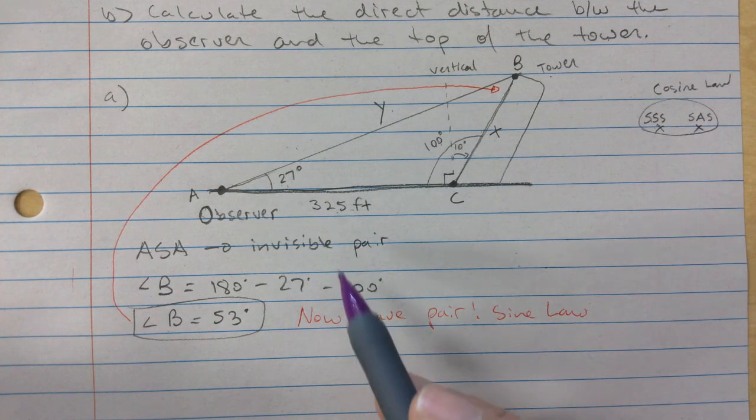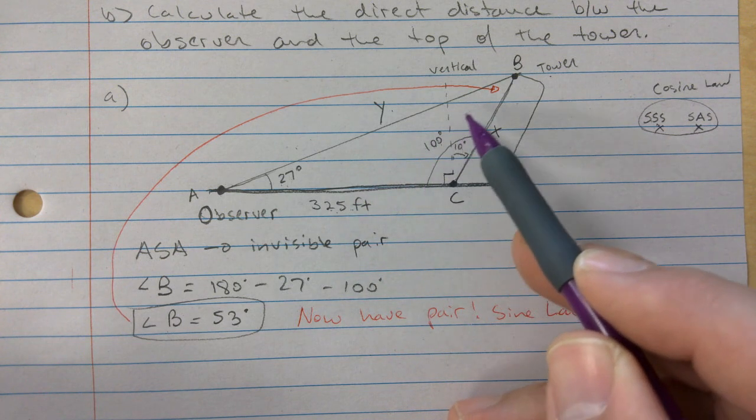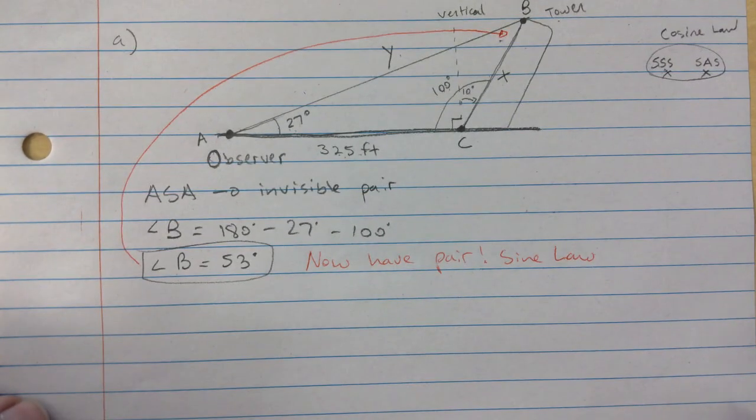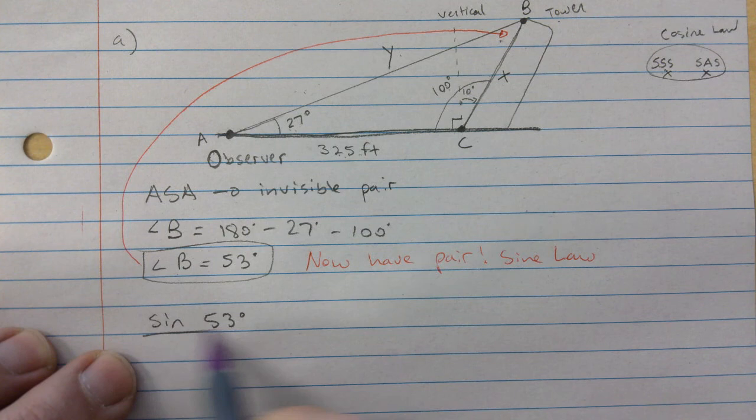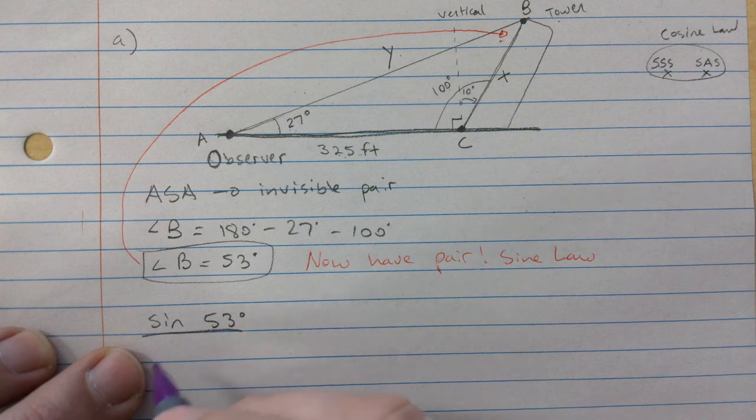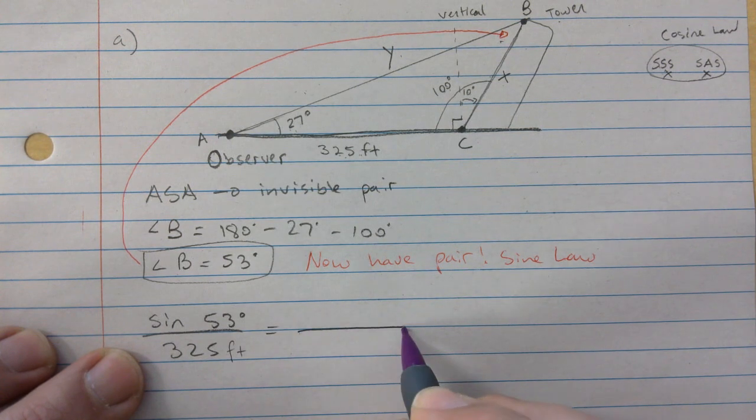And so this is my pair. The 325 is across that angle that I just found. So that is what I start with. So I'm going to go sine of 53 degrees. Don't ask me why I start with the angle. That's just how, I think it's to emphasize the sine part. And then it's over 325. You can put feet down, sure, but it doesn't matter.